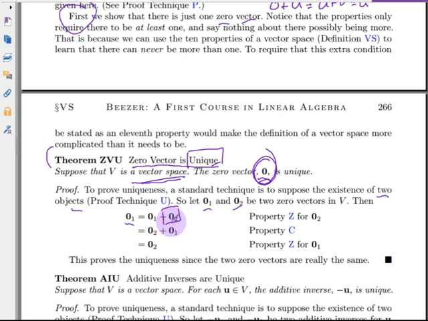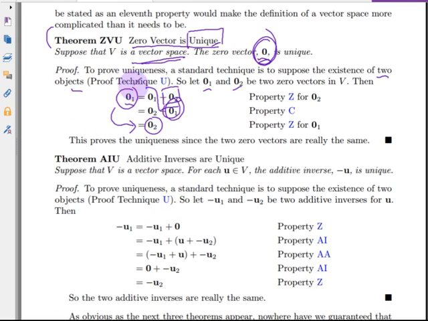Now we have additive commutativity, so we can exchange the order. That's the same as 0_2 plus 0_1. Now we know that 0_1 is a zero vector. We know 0_2 plus 0_1 is equal to 0_2. So what's our result? We've shown that 0_1 is equal to 0_2. So any vector that is a zero vector must in fact agree with any other vector that's a zero vector, which means there's only one zero vector in any particular vector space. Okay? Similar idea is the idea that additive inverses are unique.